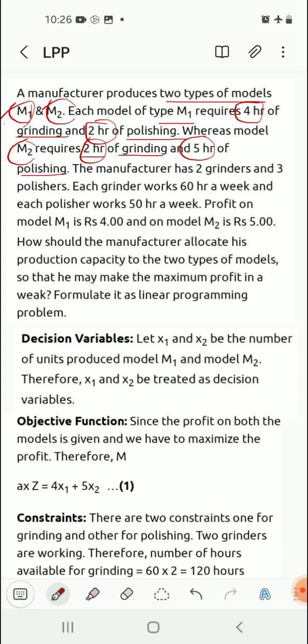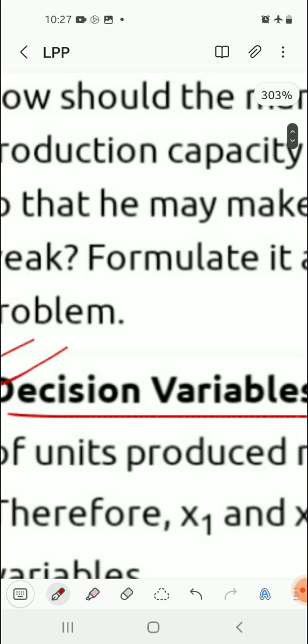First, we have to make the decision. The first step is the decision variable. So, this is how we are going to solve it. This forms a part of the solution.